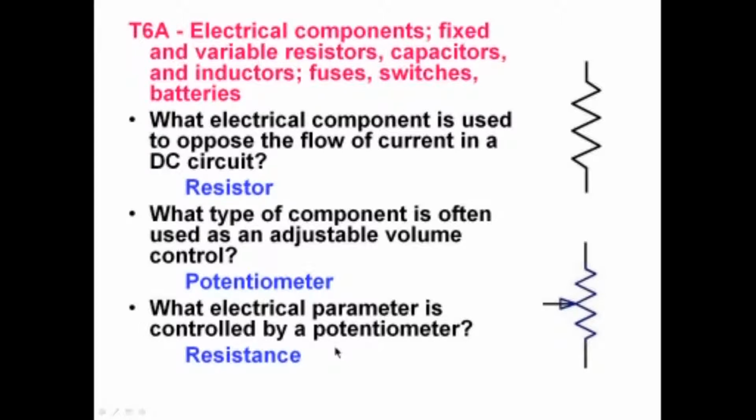What electrical parameter is controlled by a potentiometer? The resistance is the electrical parameter that's controlled by a potentiometer. And if you remember this symbol for the potentiometer, that'll be easy because you'll see that that's a resistor. Any questions there?